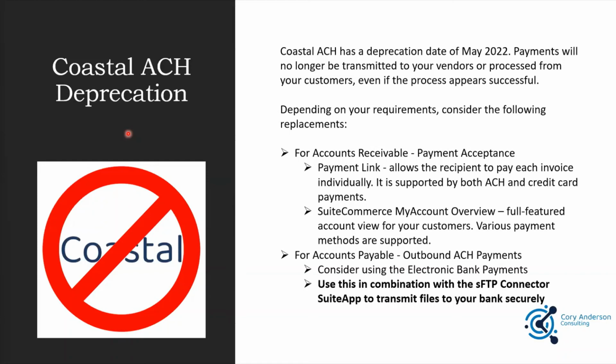So Coastal ACH has a deprecation date of May 2022. Payments will no longer be transmitted to your vendors or processed from your customers, even if the process appears successful. So you do have to act on this. It will stop working. Depending upon your requirements, you may consider the following replacements. For accounts receivable payment acceptance, there's the payment link, which we talked about earlier. Payment link allows the recipient to pay each invoice individually. It is supported by both ACH and credit card payments.